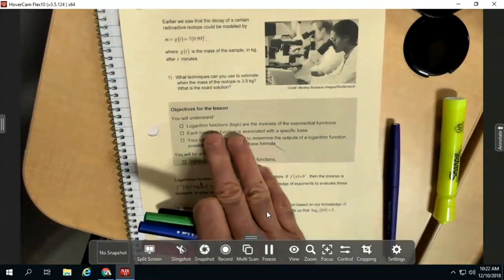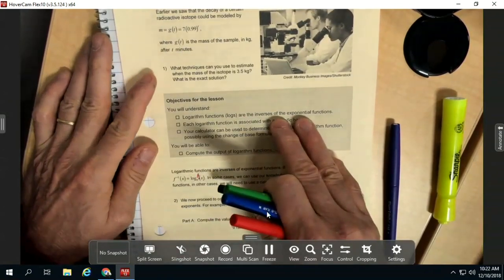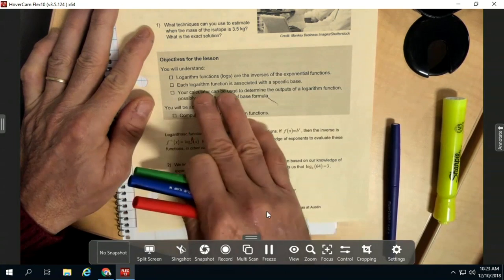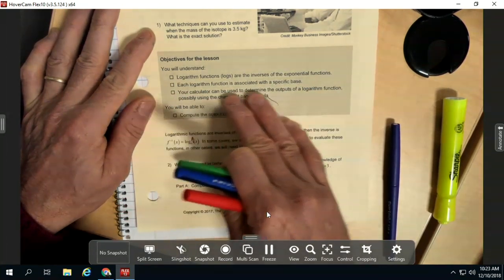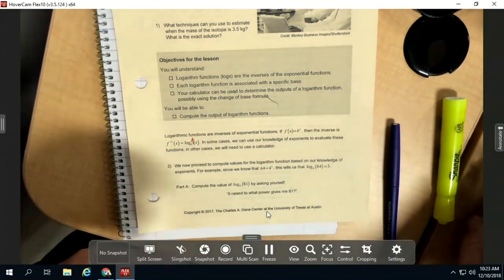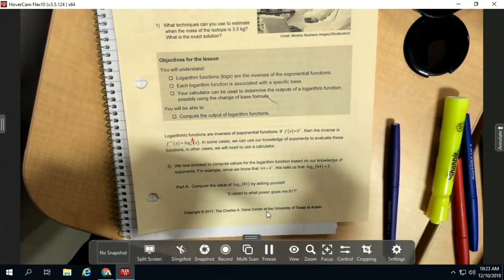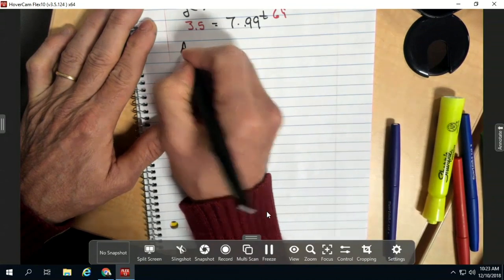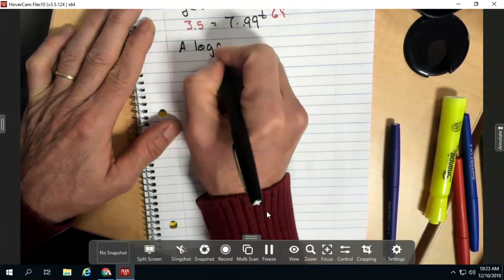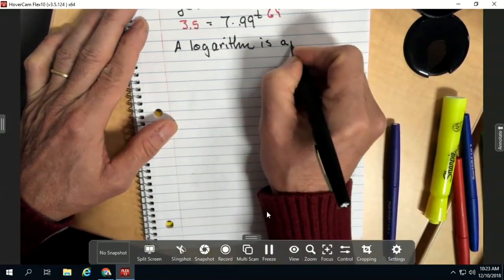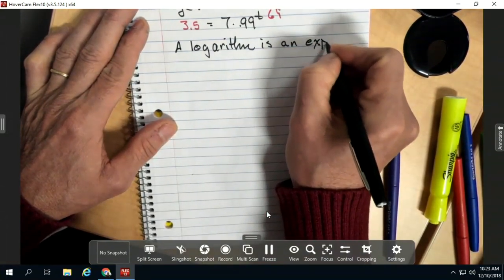In this lesson, it says, you will learn that log functions are inverses of the exponential function. Each logarithm function is associated with a specific base. Your calculator can be used to determine the outputs of log functions. Compute the output of a log function. Okay, so the first rule is a logarithm is an exponent.